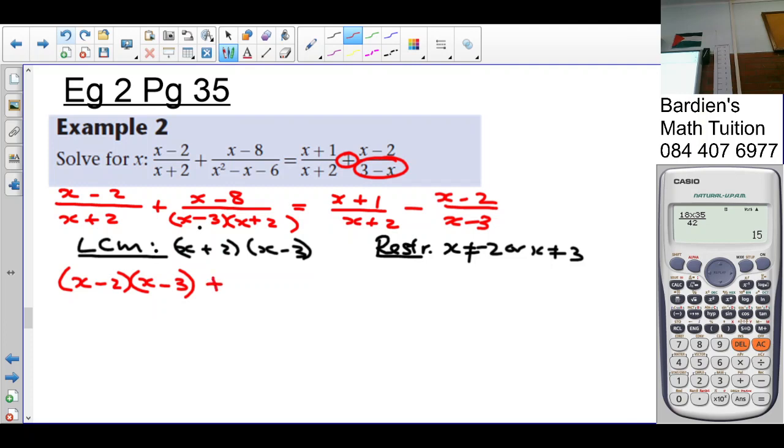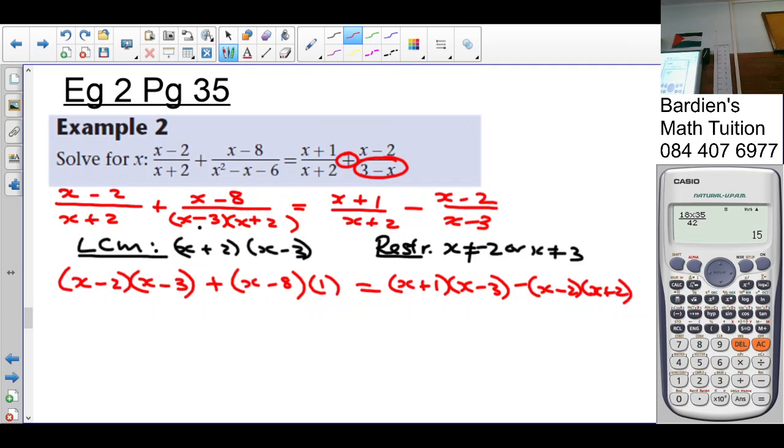What must x minus 3, x plus 2 be multiplied by? 1. Not so. What must x plus 2 be multiplied by? X minus 3. So it's x plus 1, x minus 3. And the last fraction must be multiplied by x plus 2. You all agree with that? So multiply out, I give you 2 minutes. Get it into standard form.